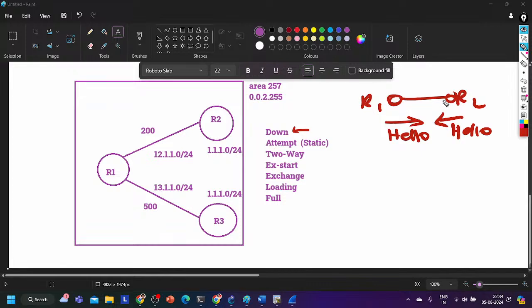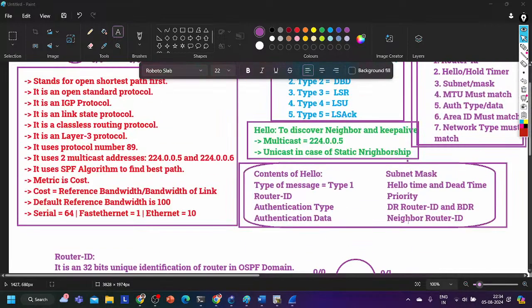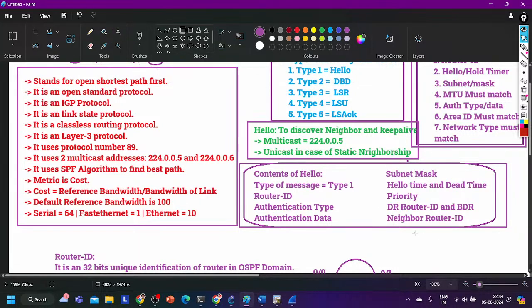So after receiving the hello message from router number 2, once router 1 receives a hello message on this interface, the state will directly move from Down to Two-way. And guys, remember, check the content of the hello message. In the content of the hello message, there is one important piece of information, that is the neighbor router ID, right? Neighbor router ID.